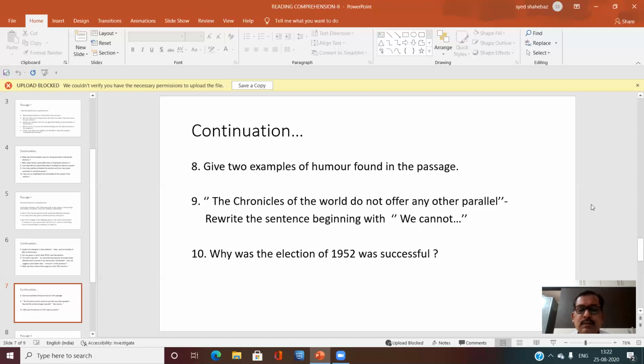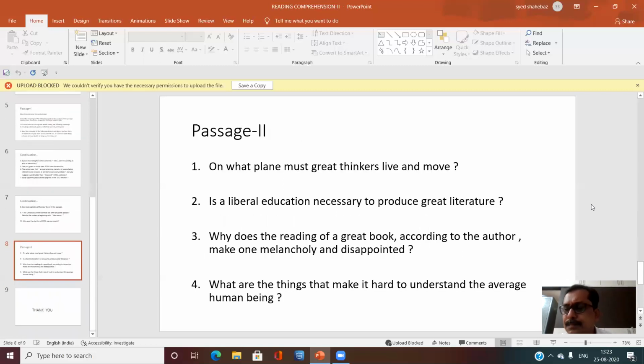Why was the election of 1952 successful? Why were the elections successful? Because the government tackled all difficulties with courage and confidence. The government solved all problems with courage and confidence.